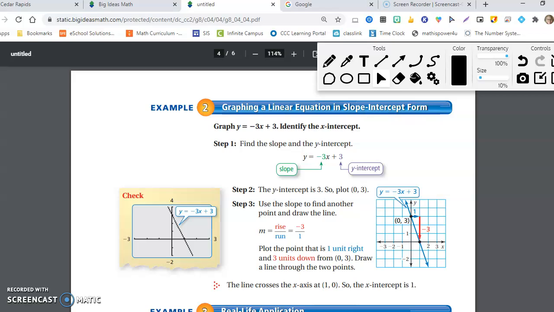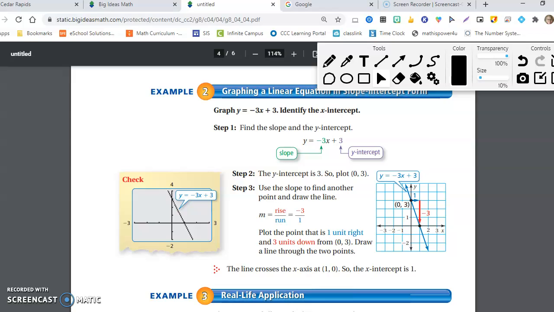Example 2 then is graphing. We don't have to make tables anymore and plug numbers in for x to figure out what y is. We can use our slope and our y-intercept now that we know where to find those. Here it says graph y equals -3x plus 3. Identify the x-intercept. The first thing you want to do is look at your y-intercept. It is 3. So I'm going to go to my y-axis up to 3 and put a dot. And then my slope is -3.